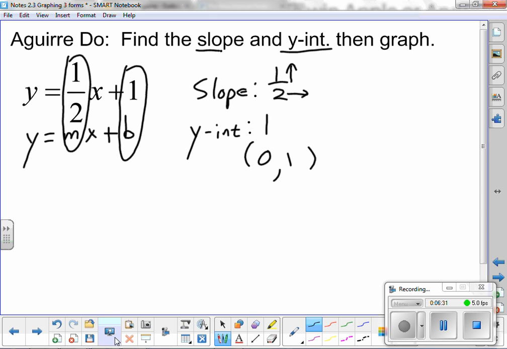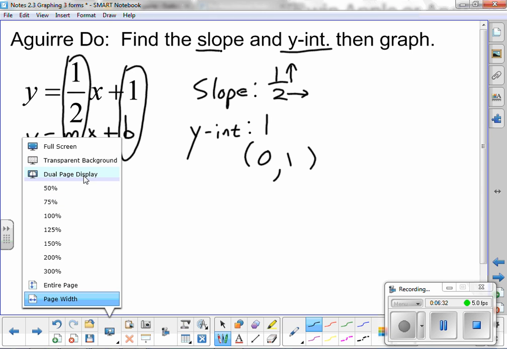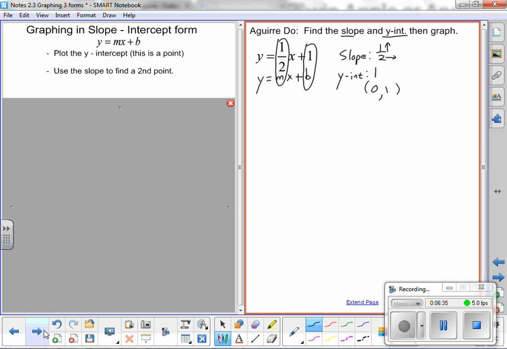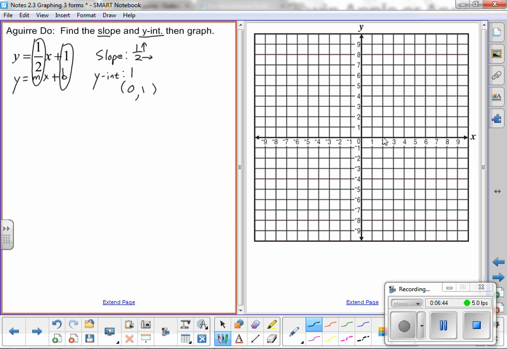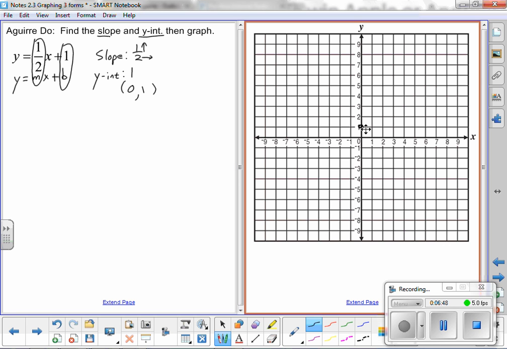So let's bring up the dual page again. There's the dual page. Graph. Okay, so (0, 1). It starts at 0, go up 1. So (0, 1) is right there. Now we use the slope just like last time. We're going to go up 1 unit and 2 to the right. So up 1 and 2 to the right will get us right here at (2, 2). That's enough for a line.